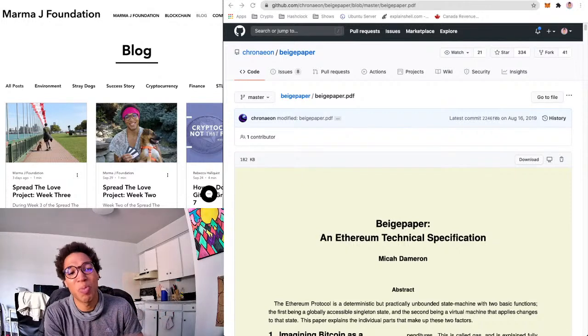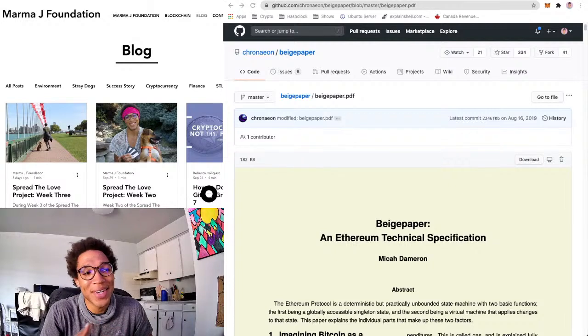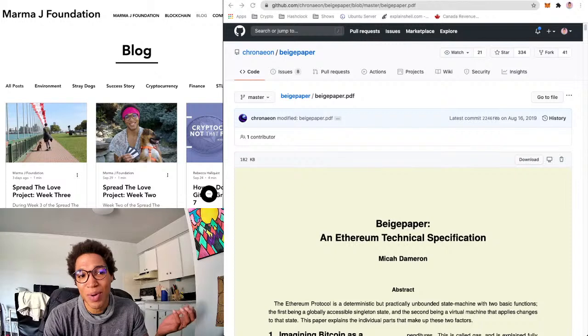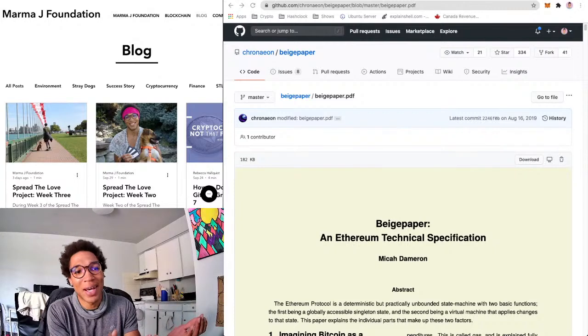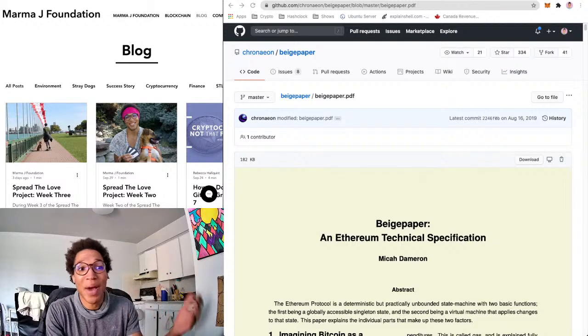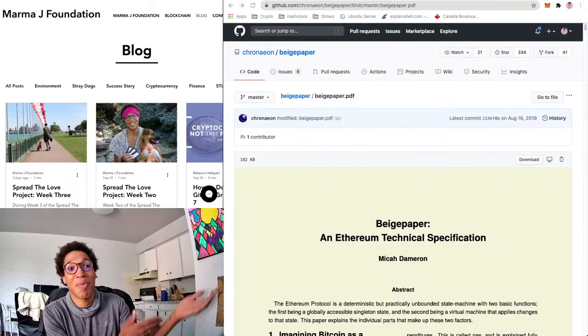I didn't know about the beige paper. I knew about the yellow paper, but I was like, you know what? Let me go through the beige paper. Let me see what it's all about. So I was reading it at the dog park earlier with Mika, and I got through most of it. Actually, I got to chapter 3, and I realized I might as well do this live, because then at least I can go back when I forget what happened and remember it.